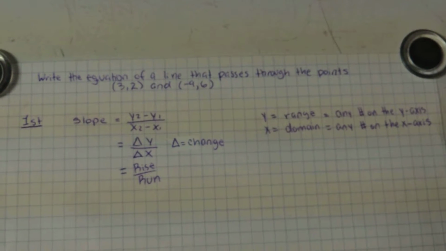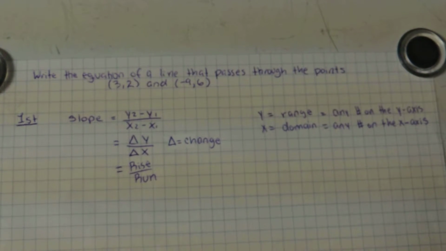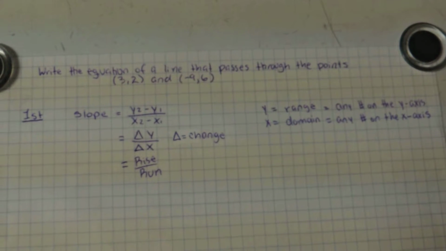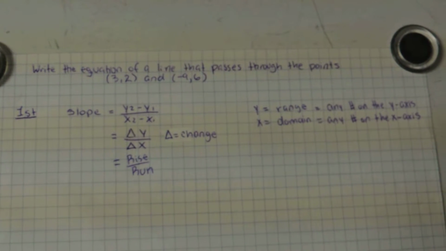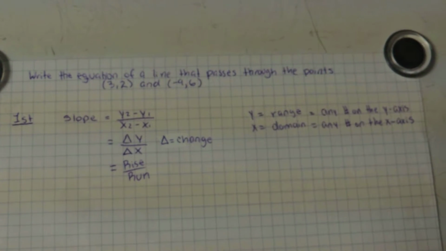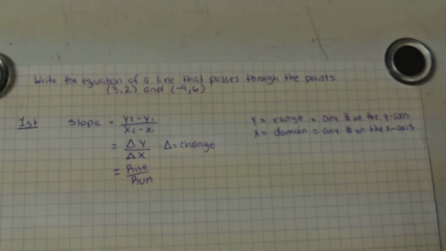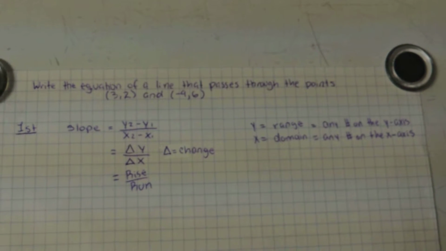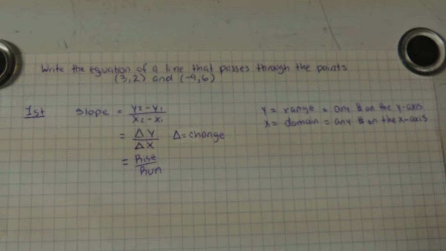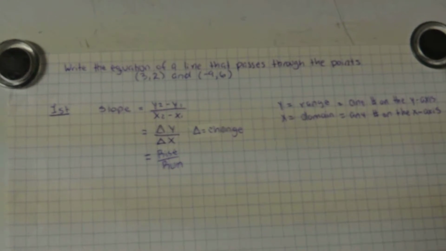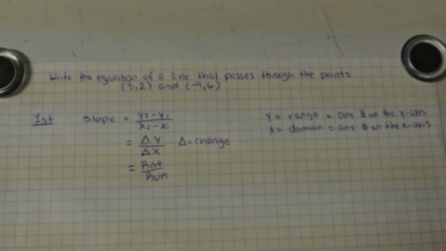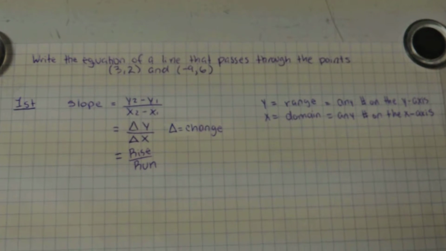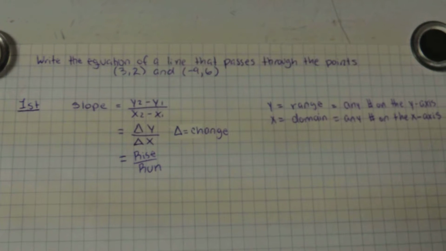Well, first we'll have to find the slope, which could be represented by y2 minus y1 over x2 minus x1, which could also be said as a change in y over a change in x. The triangle equals change. Slope could also be said as rise over run. Now, how do we know which numbers go into y2, y1, or x2, x1? Well, there's no rule against it.